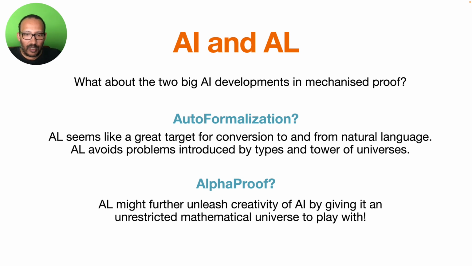And I think similarly for neuro-symbolic automation like AlphaProof, abstraction logic can really unleash the creativity of AI by giving it a truly unrestricted mathematical universe to play with.